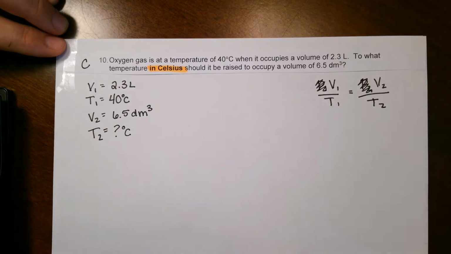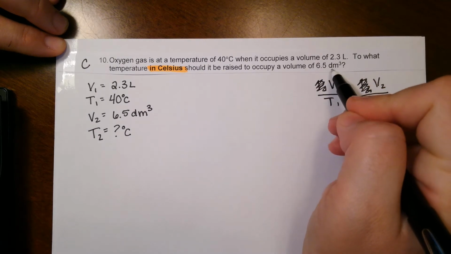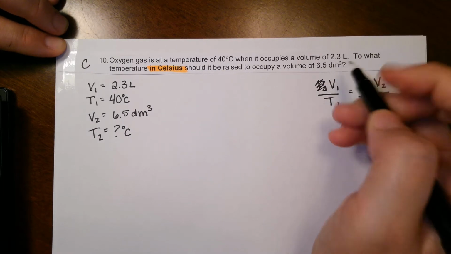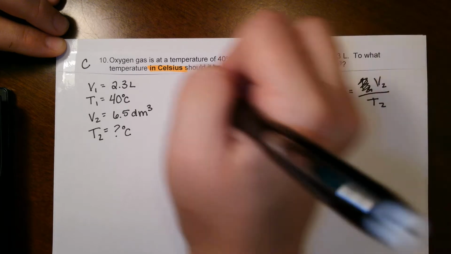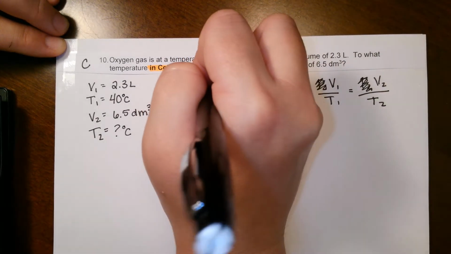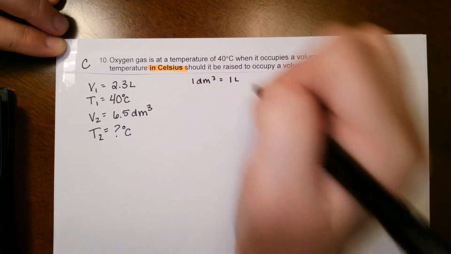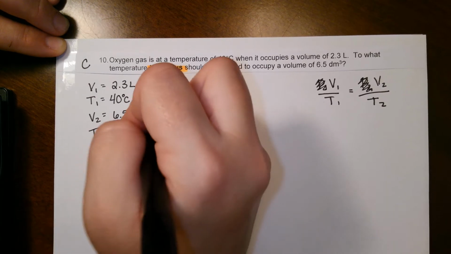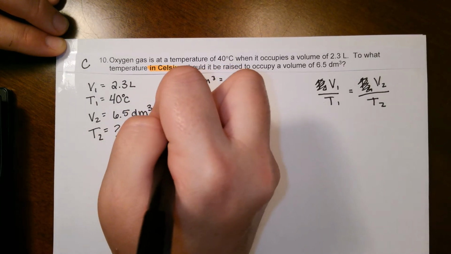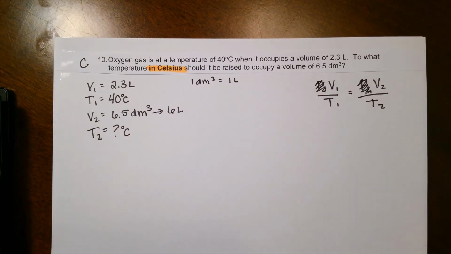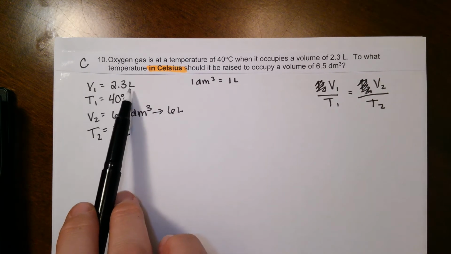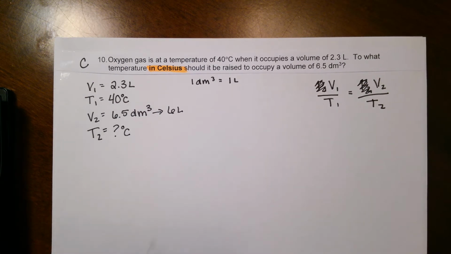So one thing that you need to know about this conversion specifically is that 1 dm cubed is equivalent to 1 liter. So 1 dm cubed is equal to 1 liter. So that means 6.5 dm cubed is equal to 6.5 liters. And again, if we wanted, we could turn that 2.3 liters into decimeters, but I always prefer liters since that's the accepted unit for our conversions.